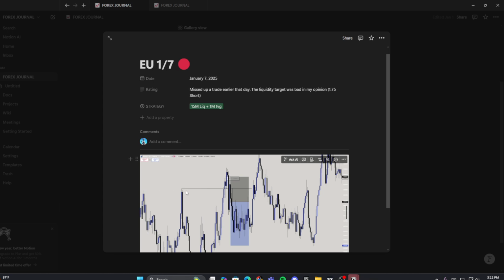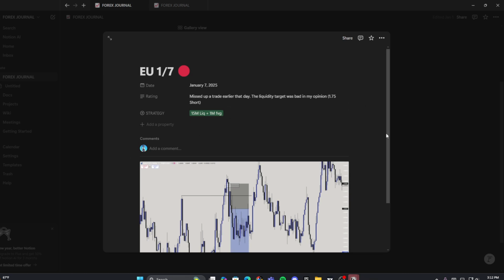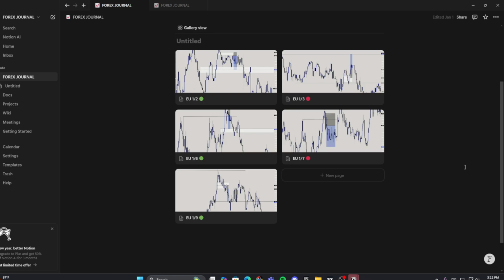As you can see, 1 minute got swept, and I will probably enter off. Actually, there's no setup in this now. I just realized. Never mind me. But yeah, the liquidity target was bad in my opinion. I guess that's the best thing I can think of right now. You can tell me what I did wrong.